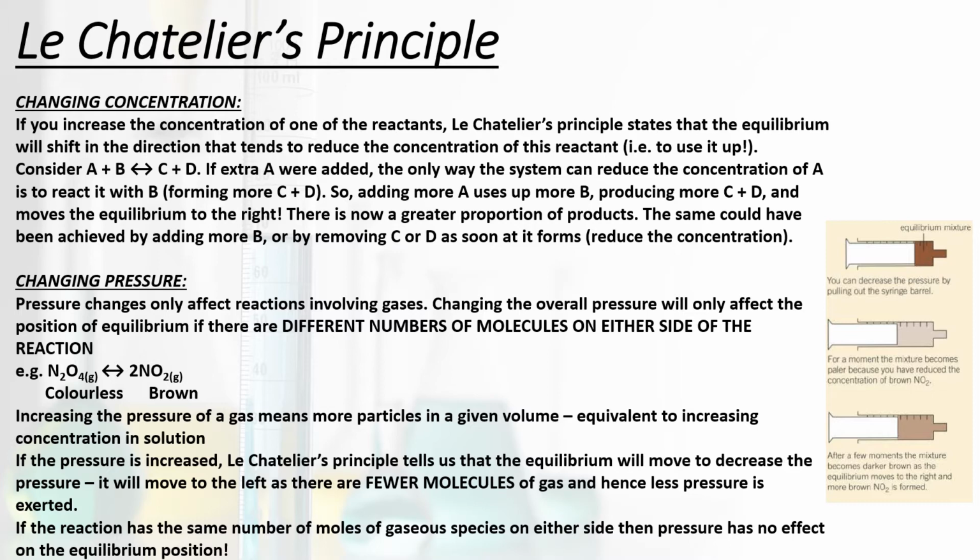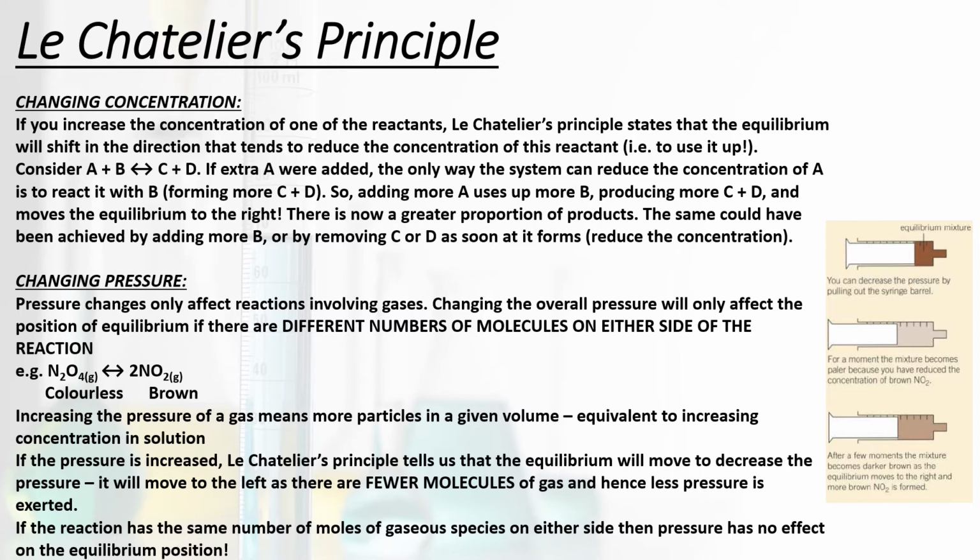Now if I increase the pressure of a gas, that means essentially I have more particles in a given volume. It's essentially the equivalent of increasing concentration in solution. That's certainly how I think about it often. If I'm increasing pressure, it's the same as increasing concentration in a solution reaction. I've got more molecules in a given space. So if I increase the pressure, i.e. I have more molecules in my reaction space, Le Chatelier's principle tells us that the equilibrium will move to oppose that change, and hence it will move to decrease the pressure.